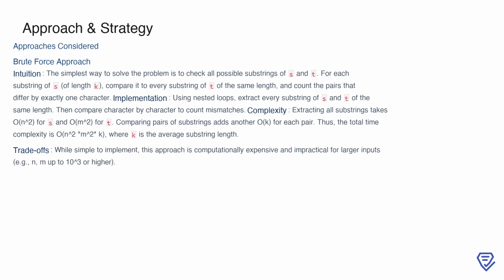However, the computational expense of this approach is significant. Extracting substrings for both s and t takes O(n squared) and O(m squared) respectively, and comparing them adds another layer of complexity. This results in a time complexity of O(n squared times m squared times k), making it highly inefficient for larger inputs. While simple to implement, this method is impractical when n and m are large, such as 10 cubed or higher.